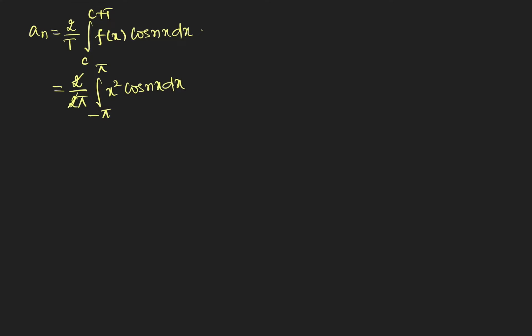2 and 2 get cancelled. We will get 1 by pi. The integral from minus pi to pi, from the properties of the integral, we can write as 2 times the integration from 0 to pi of x square cos nx dx. So now we can apply integration by parts.